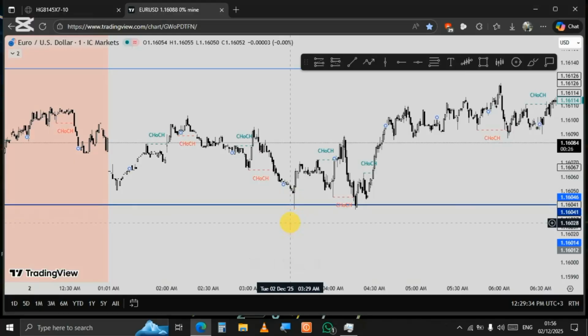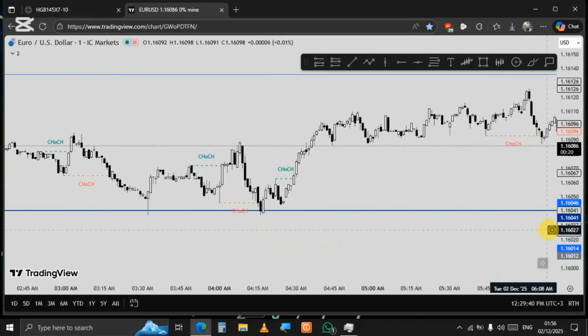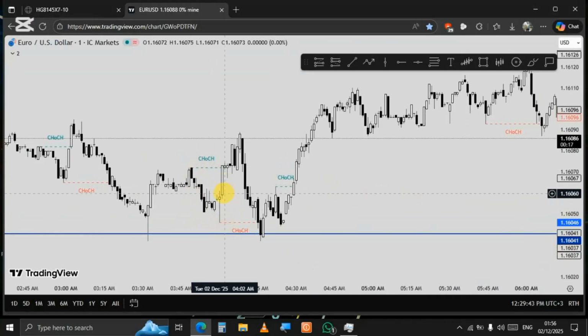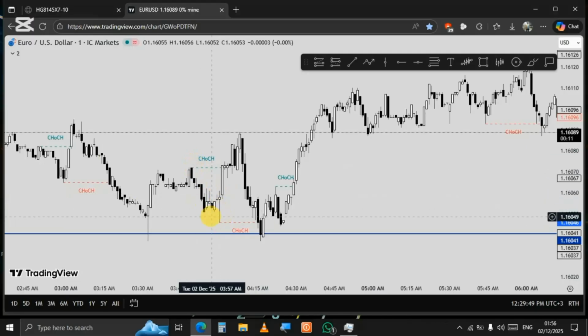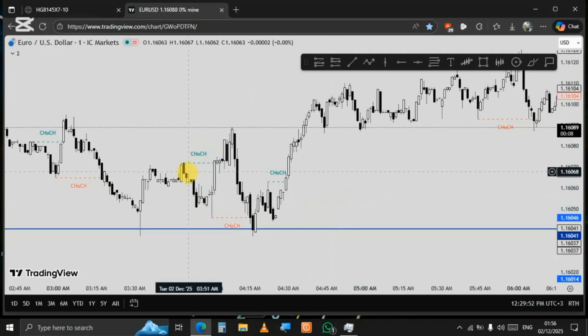You wait for the change of character, then you enter at the lowest pivot point of the pivot of the change of character, which is this. Now this is the candle. You can call it an order block, anything, I don't care, but it is the lowest candle in the pivot formation of the change of character. You understand?